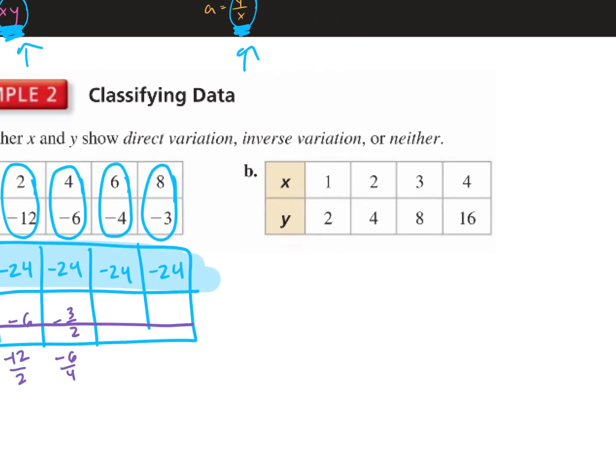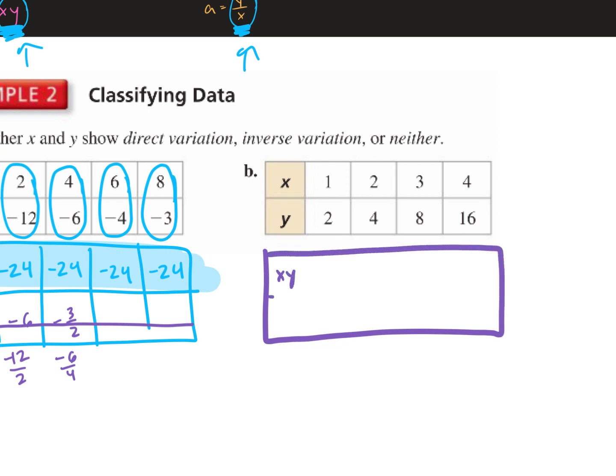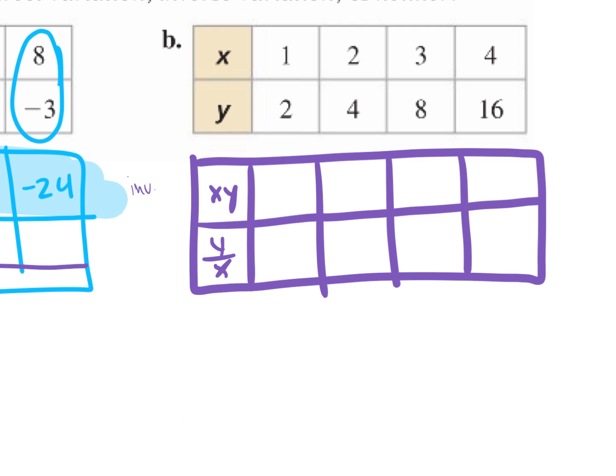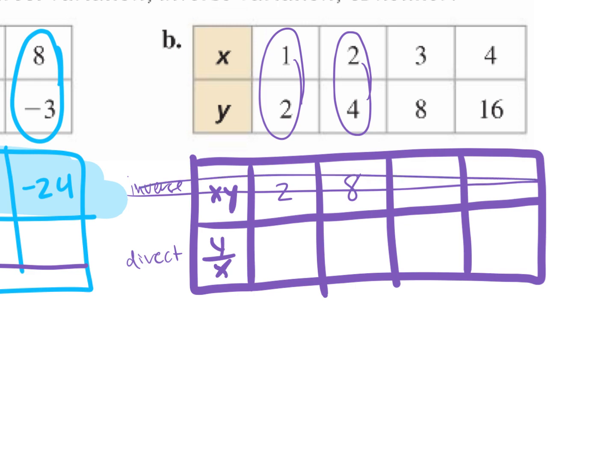All right, let's look at B. So we're going to do the same thing. I'm going to make my little chart here. I need to find what x times y is and what y divided by x is. Be careful because it's y on top. Let's check if it's inverse. So x times y would be 2. X times y here, 8. Are they the same number? No, so we could stop. It's not going to be inverse. You can cross that one off.